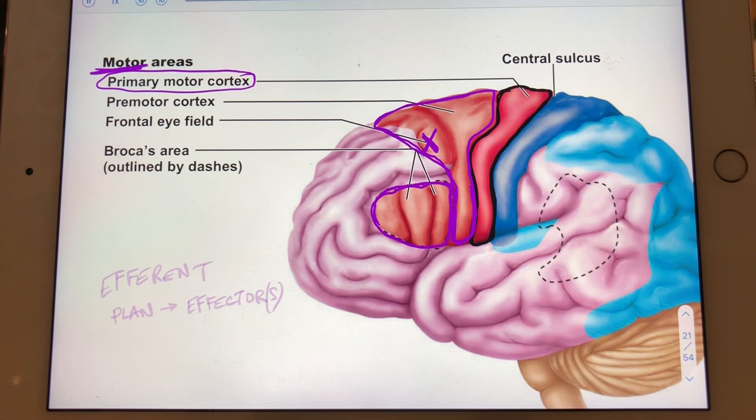Hopefully we already associate the idea of motor with efferent. Hopefully we already associate the idea of motor with sending a plan. What is the plan for a response out to effectors or an effector? Okay, next slide.